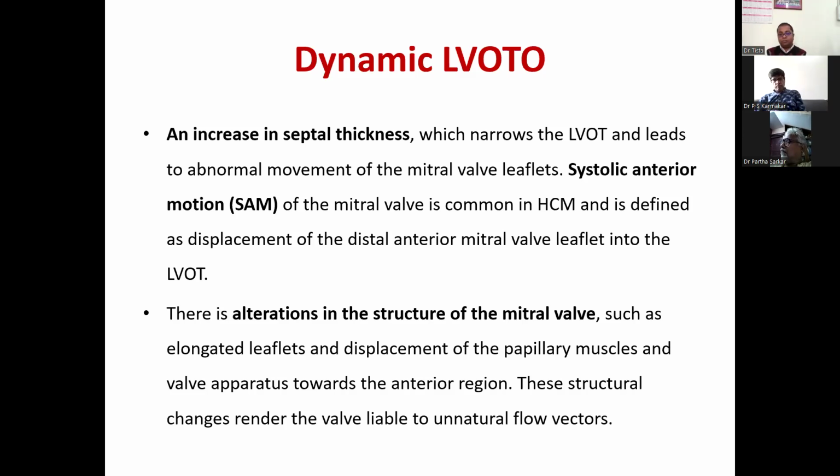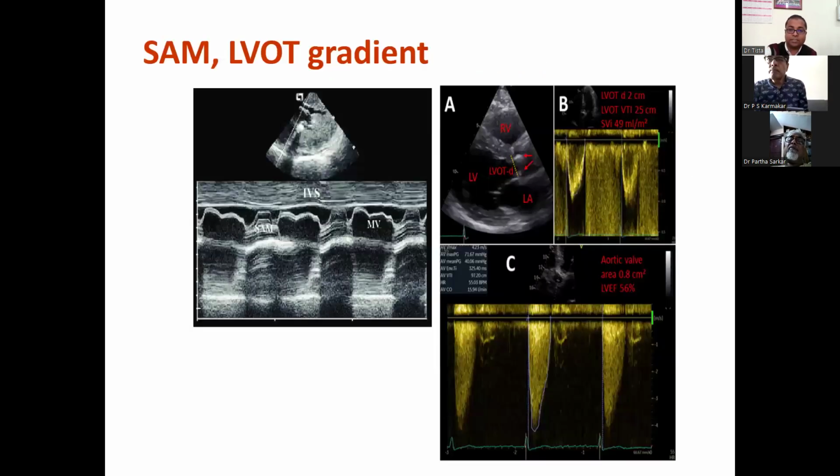Now, another thing which is leading to the LVOT obstruction is the alteration in the structure of the mitral valve because of elongated leaflets and displacement of the papillary muscle and or the valve apparatus anteriorly. And here another thing has to be remembered, that she mentioned the systolic thrill. The thrill always occurs when the blood is flowing anteriorly. Tricuspid regurgitation can occur also on the left sternal border, but tricuspid regurgitation does not cause a thrill, because here the blood flow is going posteriorly. The blood here is going anteriorly in our case. So we are getting a thrill. And these structural changes render the valve liable to unnatural flow vectors, which leads to the murmurs.